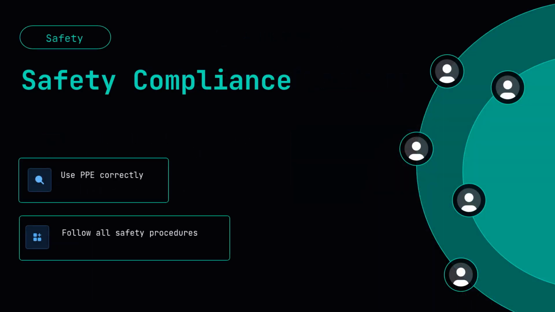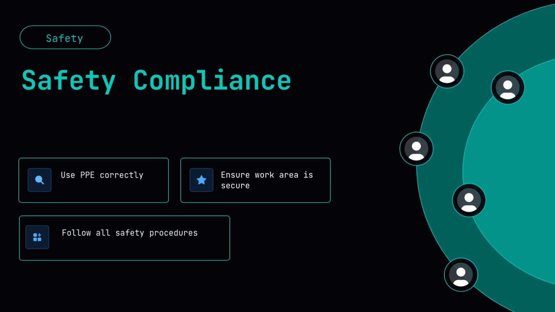Ensure PPE is used properly, the work area is secure, and safety procedures are followed. Quality assurance requires that work meets project requirements and testing is completed. Accurate documentation includes installation reports, test results, and necessary approvals.